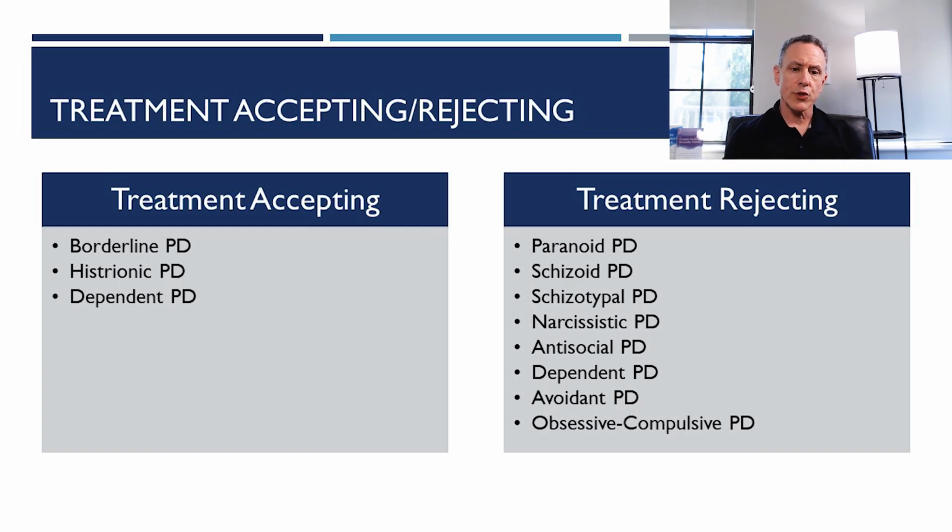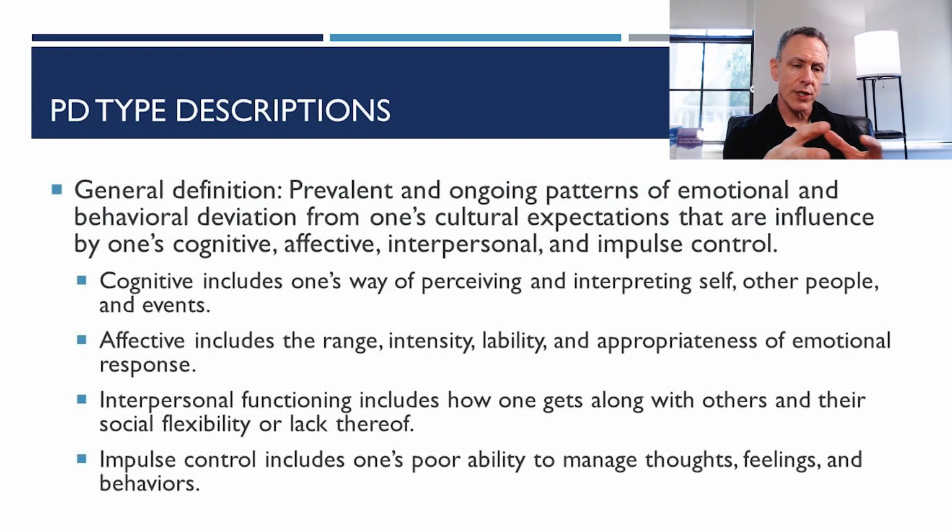And what we're going to do is go forward and talk about the descriptions. We're going to define each, so that we can have a really good idea of what makes up a personality disorder. Now, when we talk about a general definition, this is a prevalent and ongoing pattern of emotional and behavioral deviation from one's cultural expectations that are influenced by one's cognitive, affective, interpersonal, and impulse control.